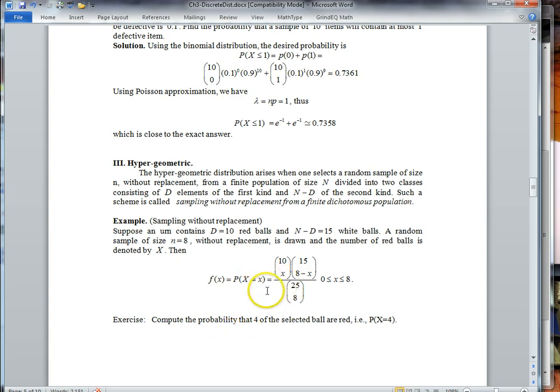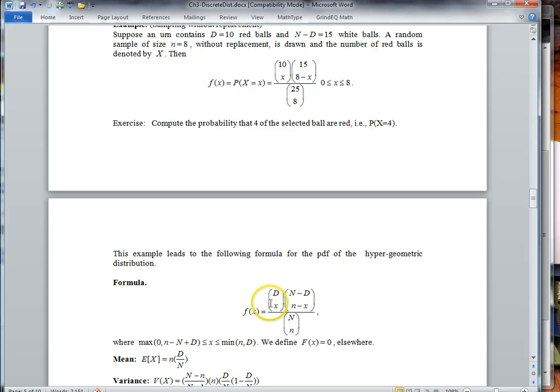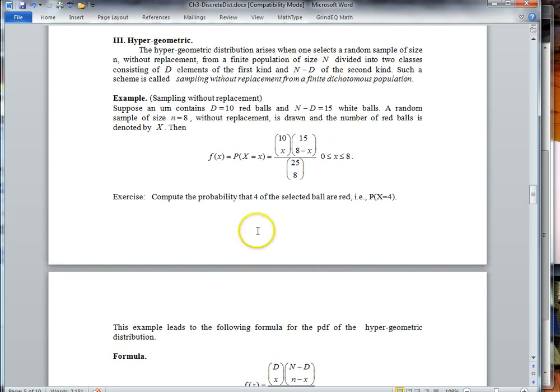And so x can be 0, 1, 2, 3 up to 8. As you vary x, you get that full distribution, and that gives you the general formula for it. So from the total you choose n, and out of those n you want x red and n minus x from the white balls. And this would be the mean and the variance for this distribution. I don't want to say too much about it, but I want to go back and show you how you write this down for computing, say, 4 balls.